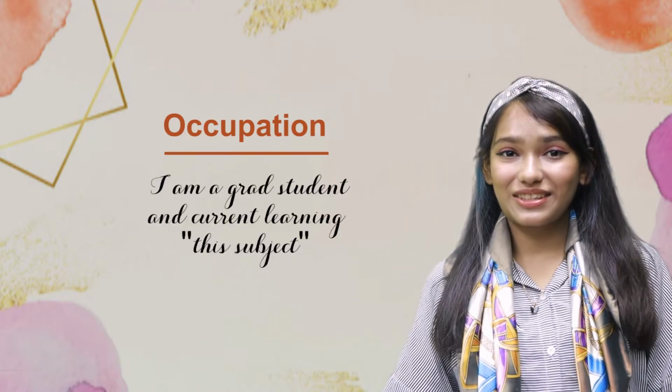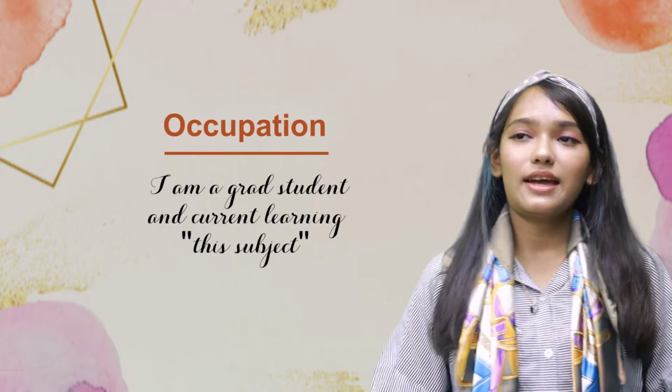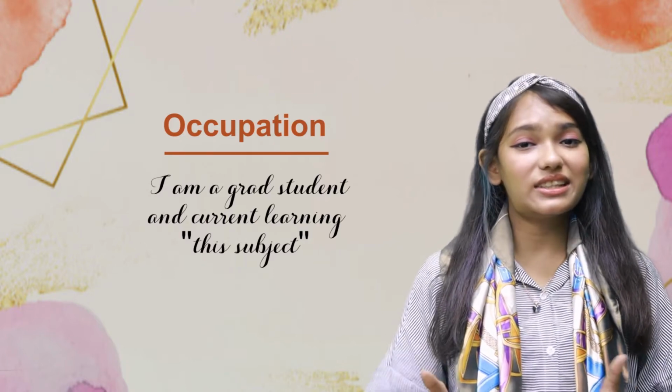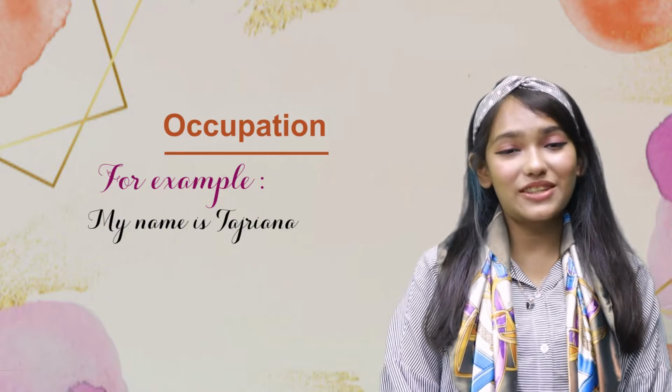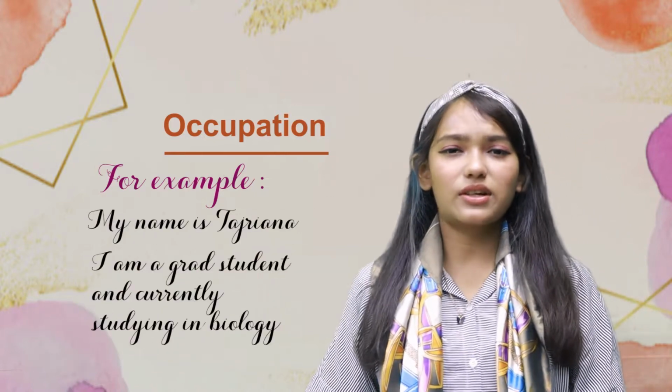So you will tell them, I am a grad student. Okay? You would be like, "Hi, I'm a grad student and currently learning this subject." Currently learning, dash, subject. So for example, "Hi, my name is Tadfiona. I'm a grad student and currently studying biology."